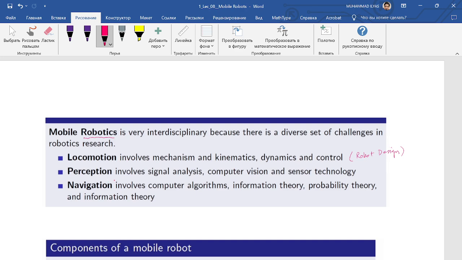Second is perception. How can it see the environment, or perceive its environment?